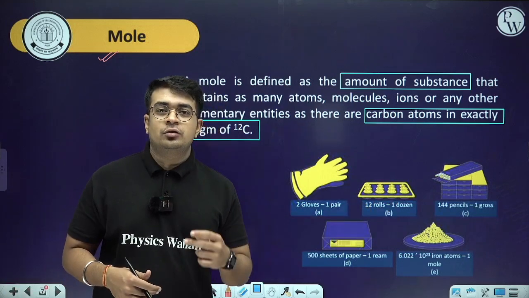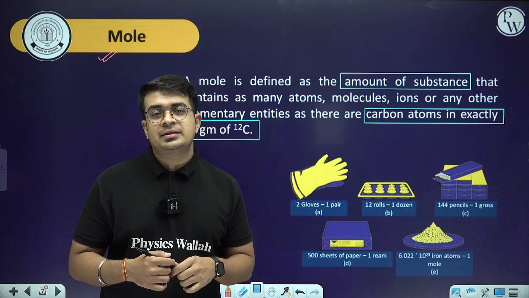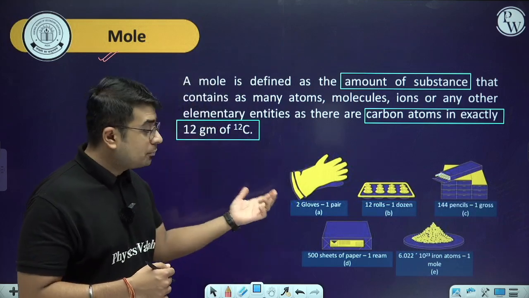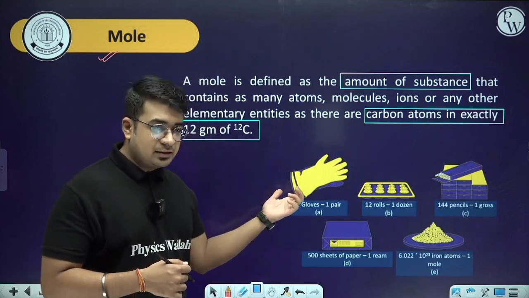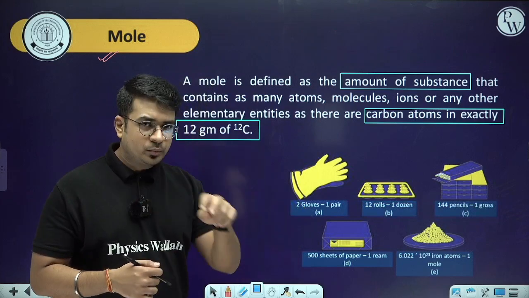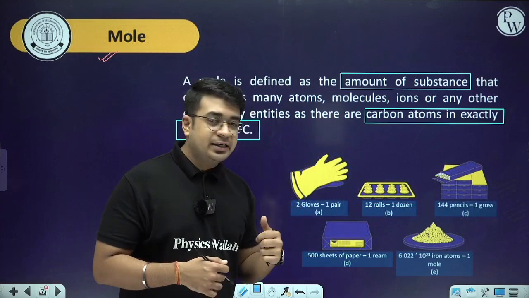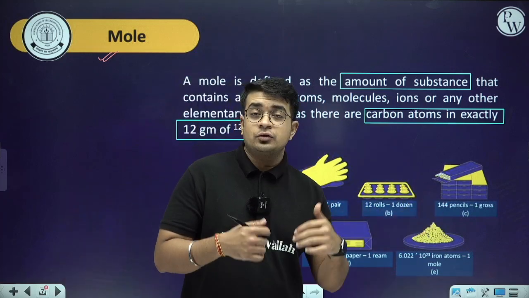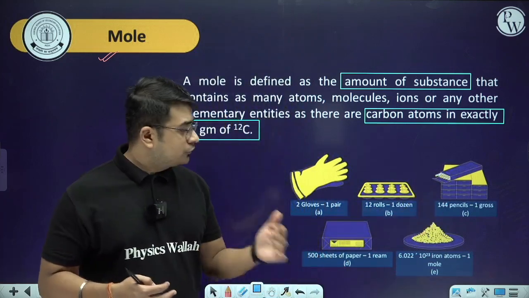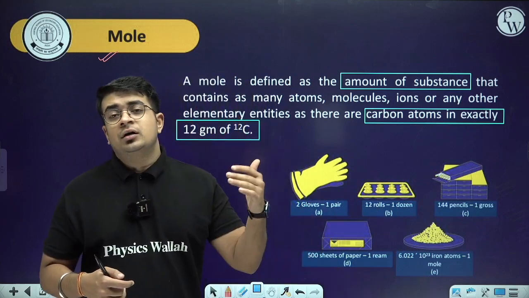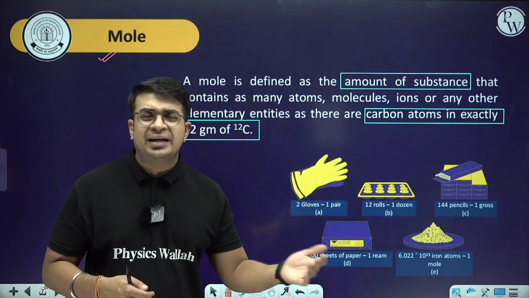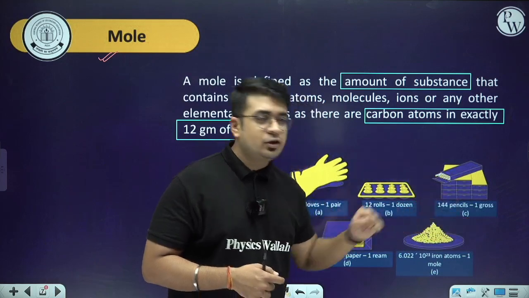In the same way, if I talk about two gloves, or two pencils, I am talking about a pair. So in that case, this number two basically represents a pair. Quantity in 12 represents a dozen. In the same way, a quantity of 144 numbers, so 144 pencils, 144 pens, whatever it is, in that case that will be your gross.